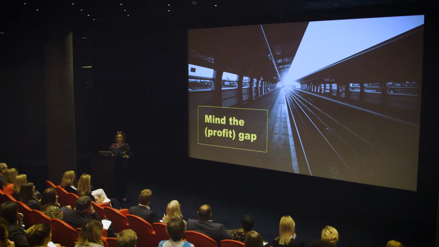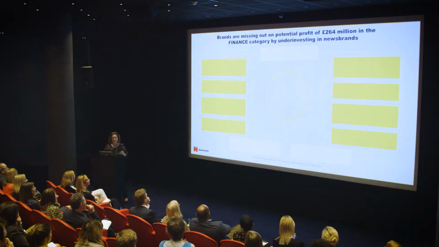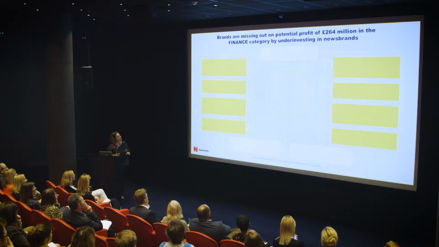So I'm going to give you one category as an example, and then I'm going to do the big reveal. Let's see if this is my Carol Vorderman bit. I've given you the answer at the top, and I'm going to show you how the working out comes on. They're missing out on the potential profit of 264 million by underinvesting in news brands.